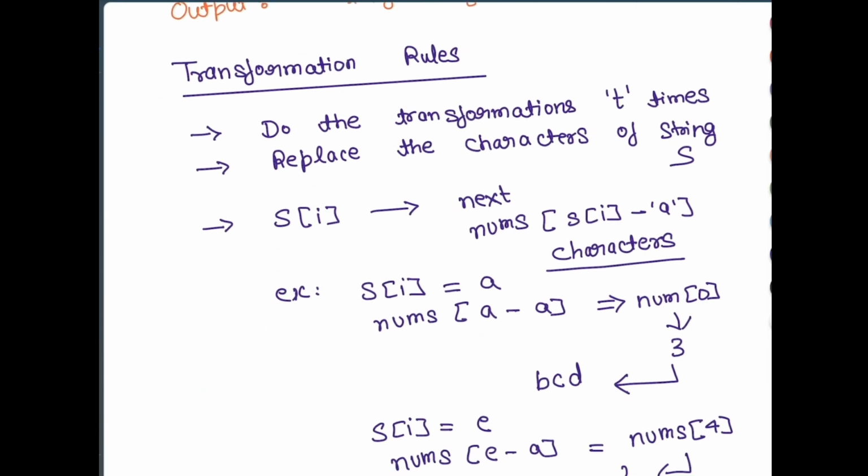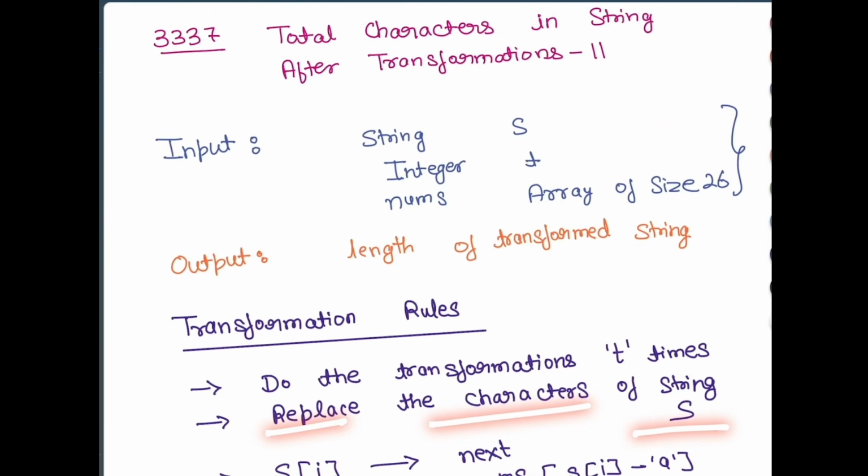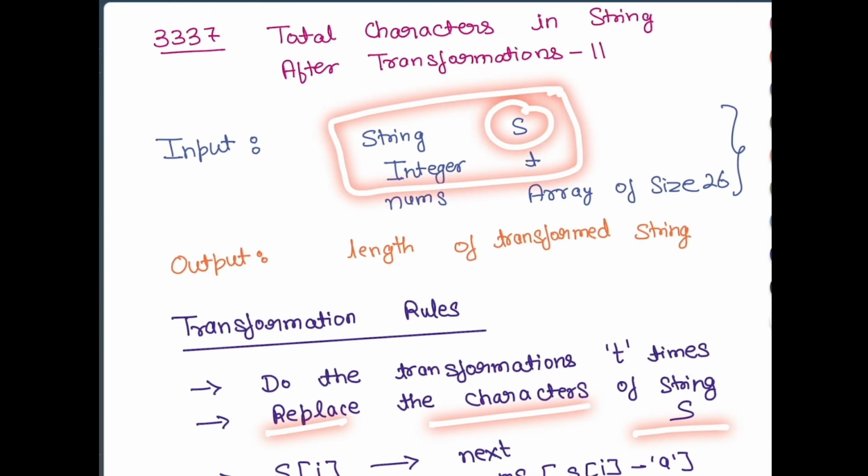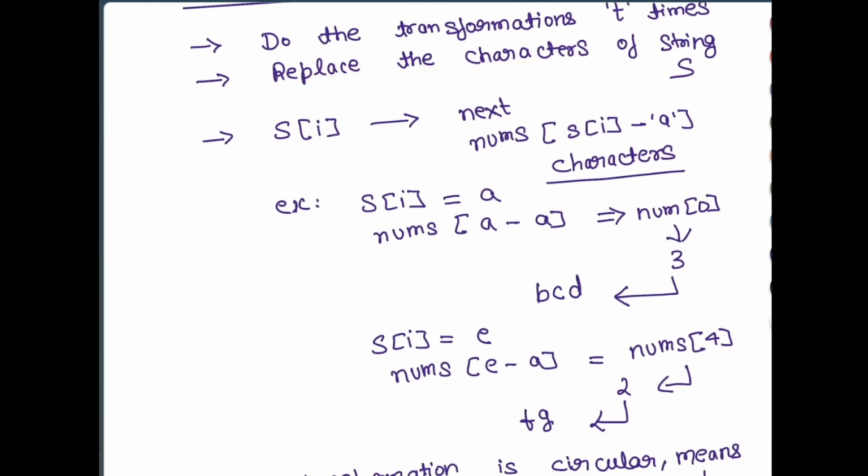Now let us try to understand what the transformation rules are. The first thing is we need to do the transformations t times. This t is given in the input, and we need to replace the characters of the string s, t times. Now the next thing is, for each character, with what character are you going to replace it? We will know this from this particular rule. For any character in the string s, you need to replace it with the next nums of s[i] minus a characters. Now this might seem a bit confusing, I will come back to it, but let us try to understand it with a few examples.